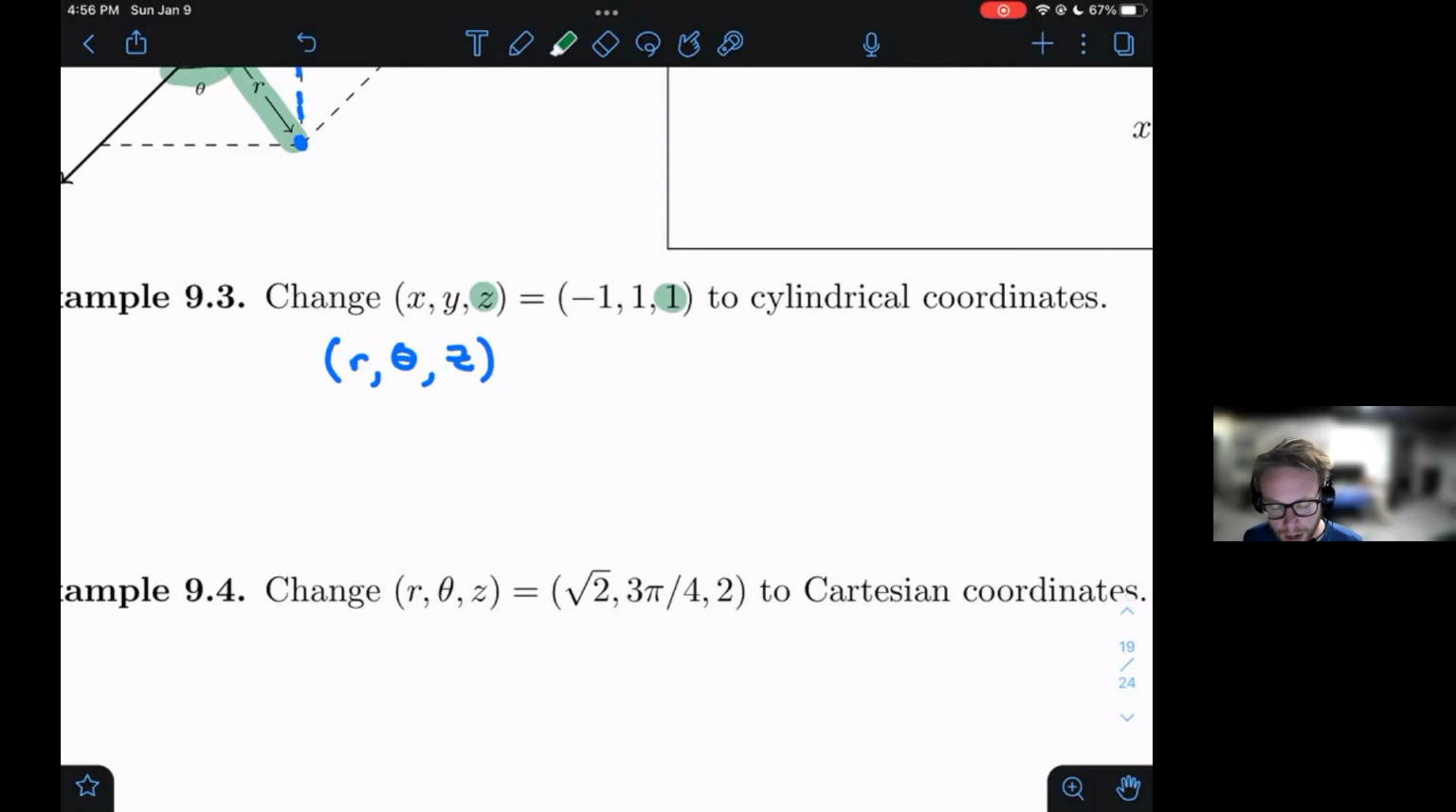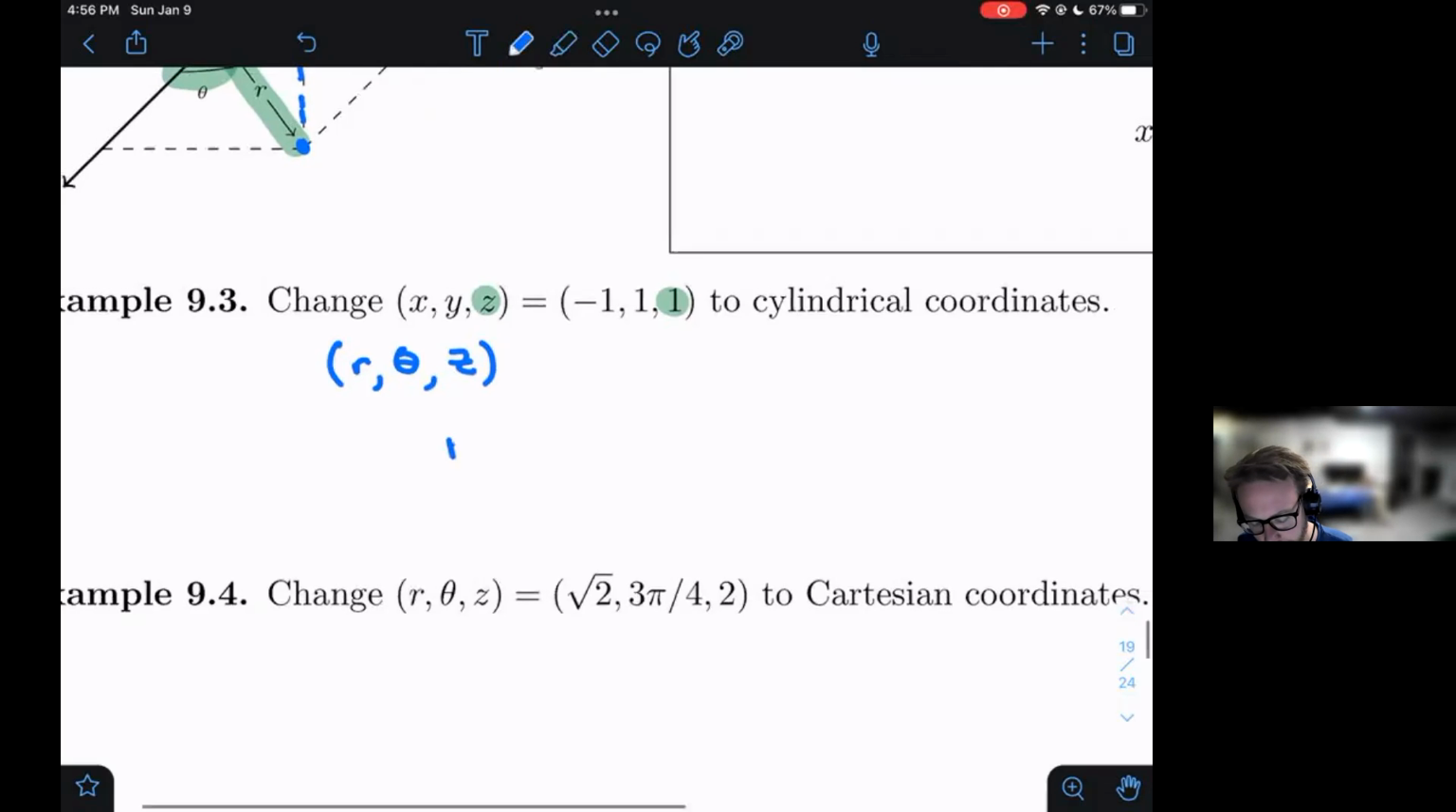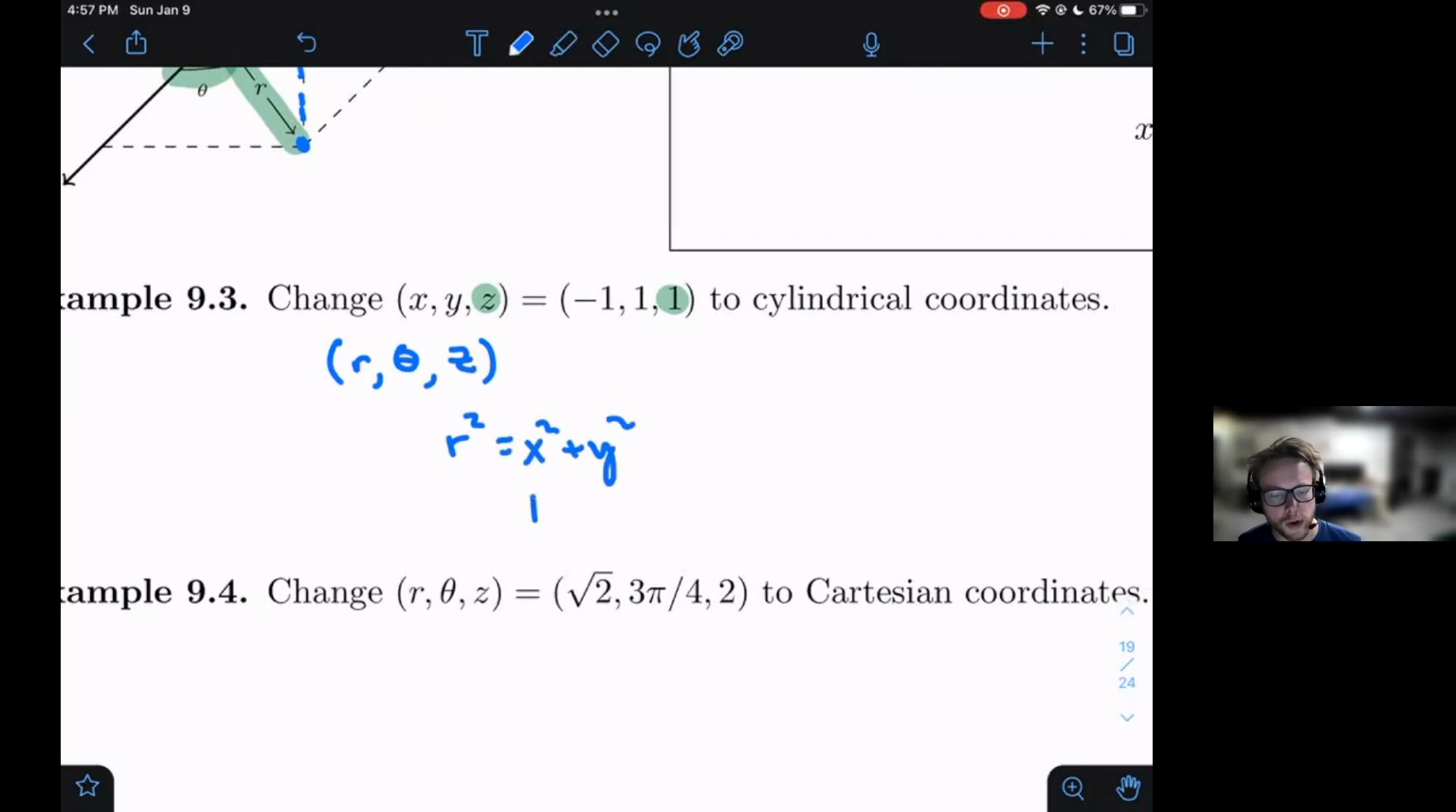In order to figure out r, for instance, we can use r squared is supposed to be x squared plus y squared. And so if we go ahead and put in our x and we square it, so -1 squared will be 1, and our y, 1, we square that, we're going to get 1.